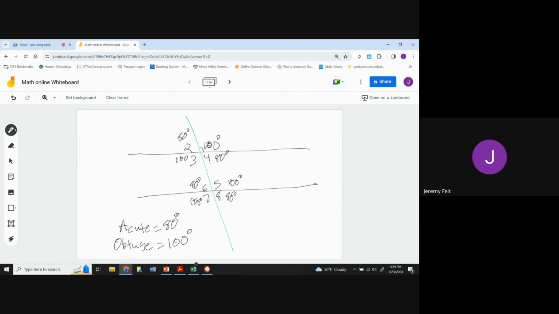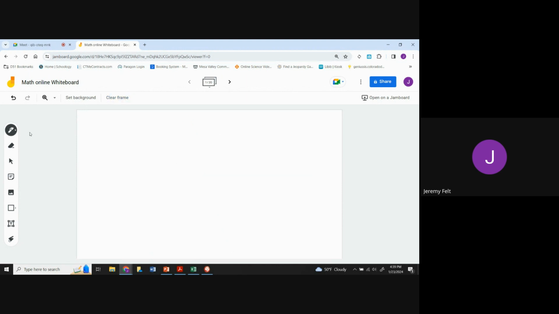The only instance where they wouldn't be acute or obtuse is if a transversal cut it and they were all 90 degrees. Well, if this is 90, this is 90, this is 90, this is 90, meaning this is 90, 90, 90, 90. So they're obviously not acute or obtuse because they're all right angles.